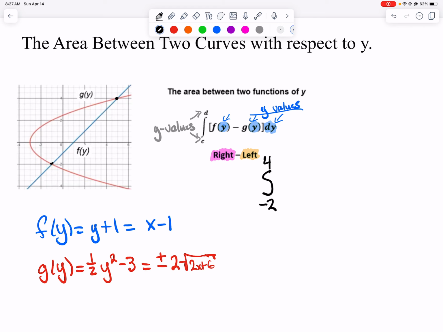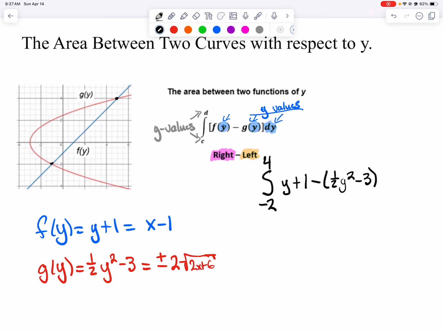So looking at the graph, we're going to take the function to the right, which is our blue function. We're going to put that one first. So f of y, that function is y plus 1. I'm going to subtract the second function, or the function to the left of that, which is 1/2 y squared minus 3, as you can see there.